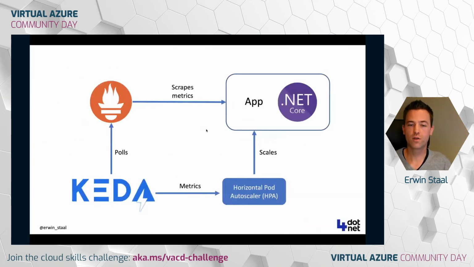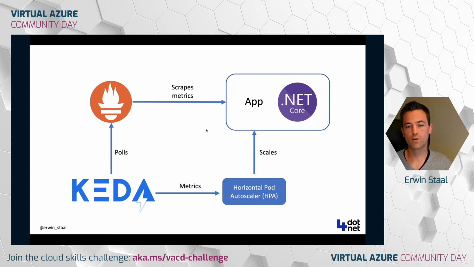So the next thing we're going to look at is a combination of how we can do scaling with KEDA based on data, based on metrics that we can find in Prometheus. And Prometheus is a time series database where we can store a lot of metrics. And we can then query that database using KEDA and do scaling based on that result.